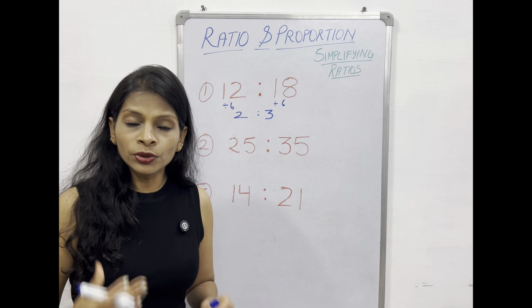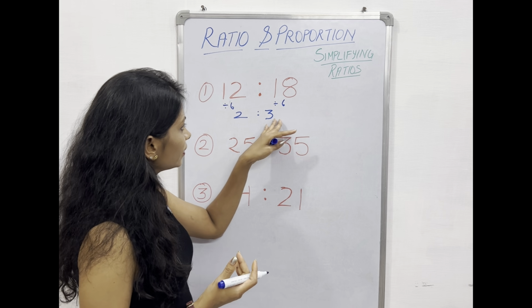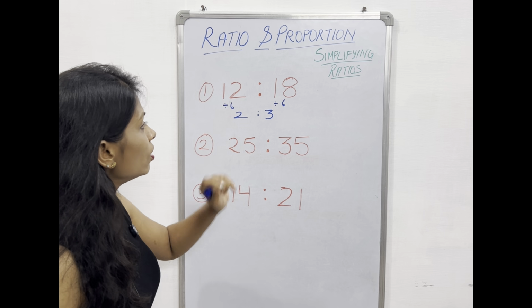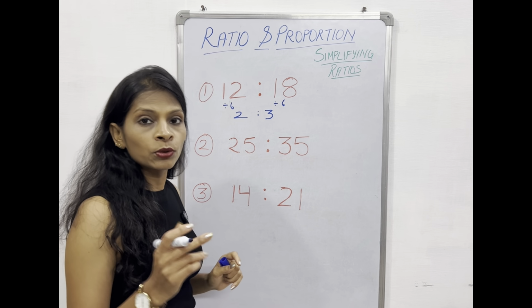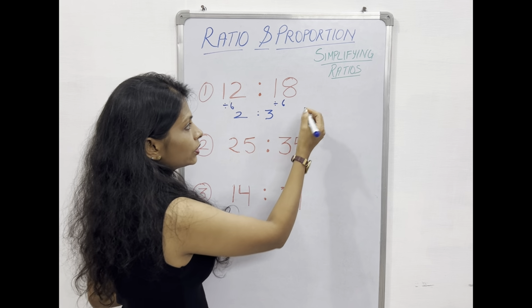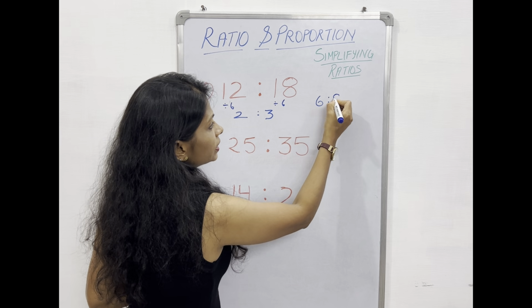In case you don't know how to find a GCF, you can also figure out the common factors by knowing the divisibility rules. As I can look, 12 and 18 both are divisible by 2, as both are even numbers. So I can divide 12 by 2. When I divide 12 by 2, I'll get a 6. 18 divided by 2 is 9.